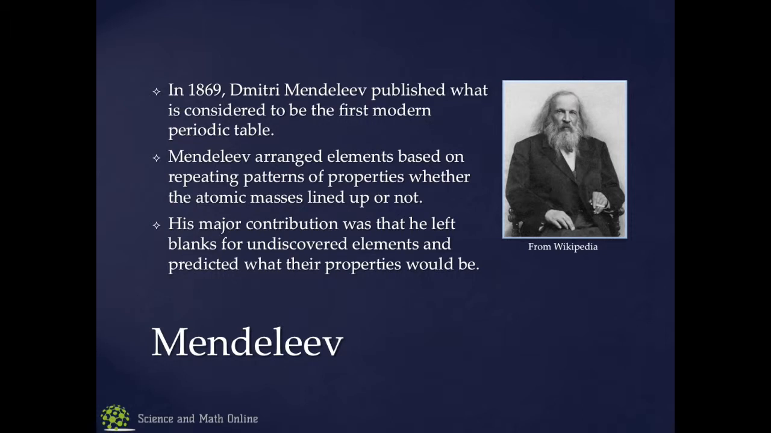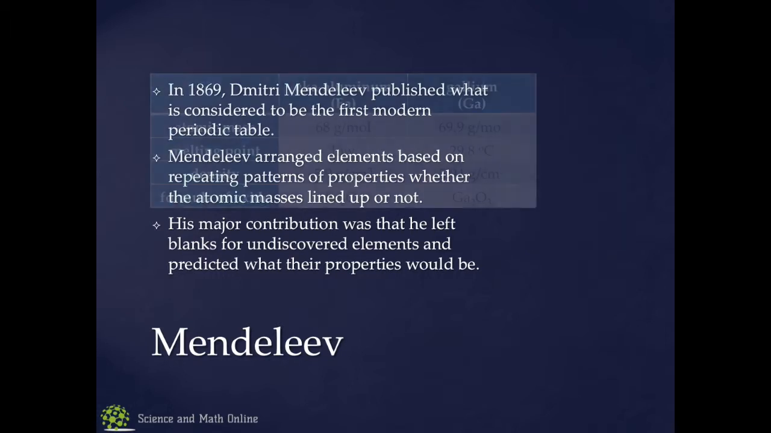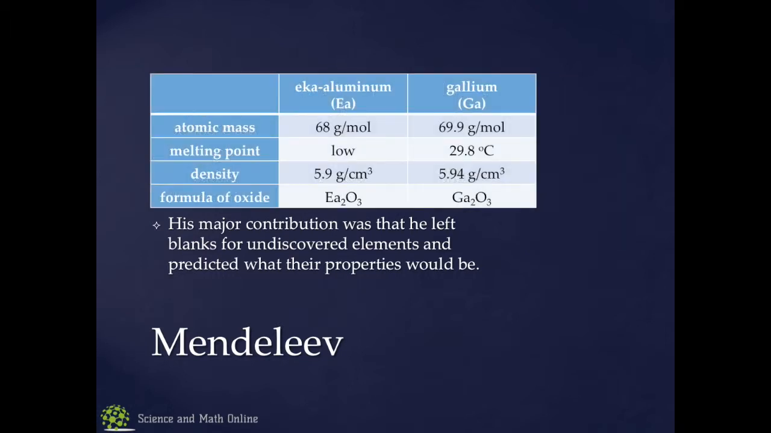And then not only did he do that, he then proceeded to predict the properties of these things. So for example, gallium hadn't been discovered yet. So he skipped gallium's space, and he called it eka-aluminum, meaning beyond aluminum, because it was underneath aluminum on the periodic table. And he predicted its atomic mass. He said, hey, it's going to have an atomic mass around 68. Well, it's 69.9. Yeah, a little off, not too bad.